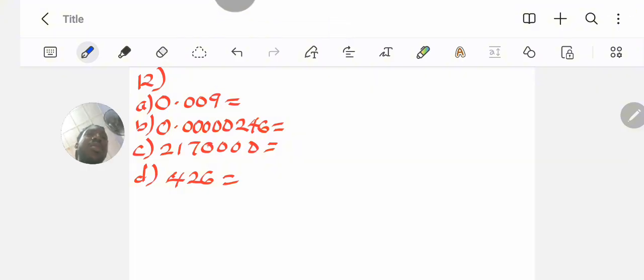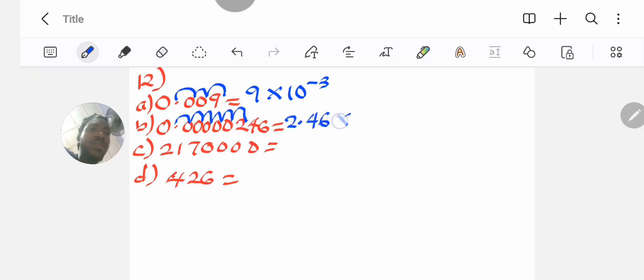Alright, so the last question, we've been asked to write all those numbers in standard form. So from where this decimal is, we have 1, 2, 3. That's 9 times 10 raised to the power minus 3. Don't forget, anywhere the decimal is, you keep moving until you get to the first number. You stop immediately after the first number. So again, we have 1, 2, 3, 4, 5, 6. That's the first number. So it becomes 2.46 times 10 raised to the power of minus 6. It is negative 6 because we are moving towards the right.